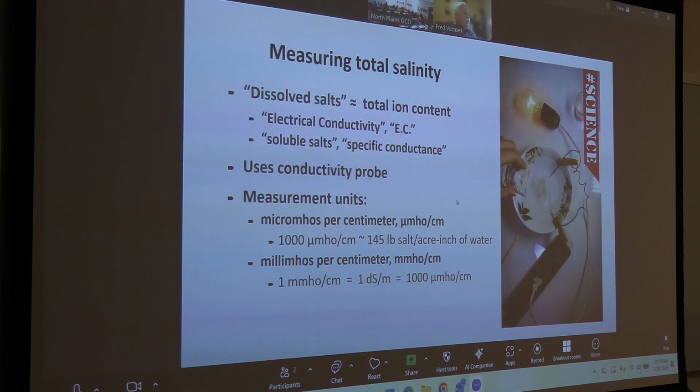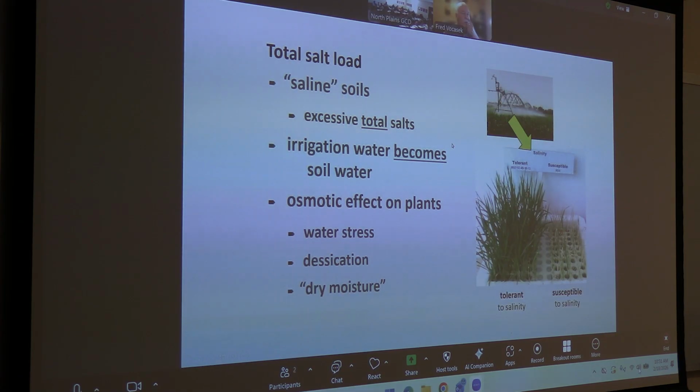So the measurement units, you see a couple of different things. You see, we use micromhos per centimeter, or millimhos per centimeter. And 1,000 micromhos is equivalent to about 150 pounds of salt per acre inch of water. So you can use that as kind of a guideline. So as our conductivity increases, that total salt load increases and increases and it may reach a point where it's a problem. And when we talk about saline soils, we're talking about excessive total salts.